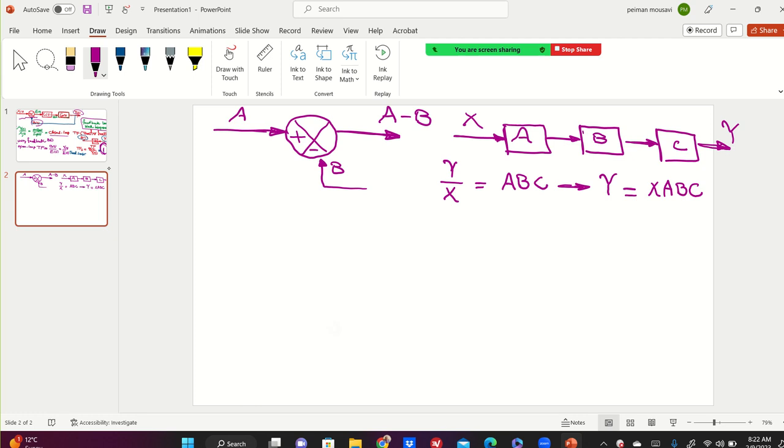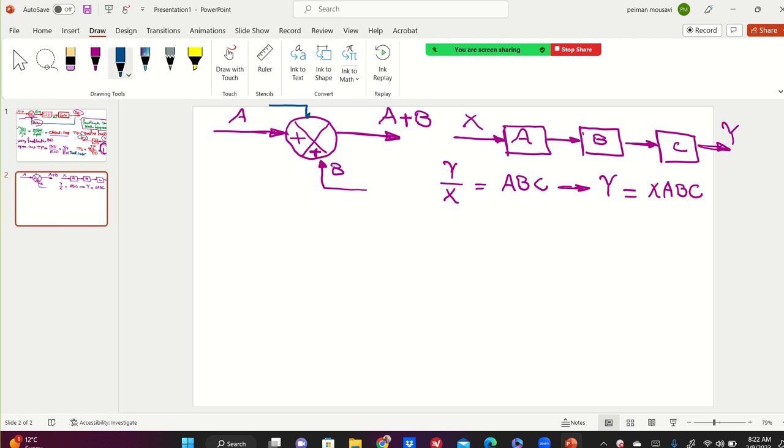If here you have plus plus, you're going to have A plus B. If you have another signal C here with a minus, it's going to be A plus B minus C. This is just a summing operator, and this is the block diagram multiplying.